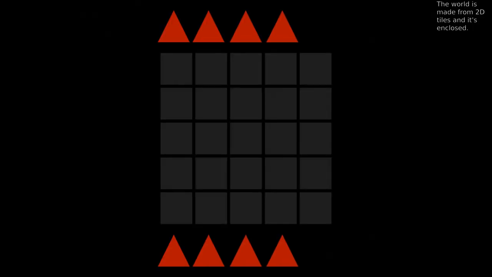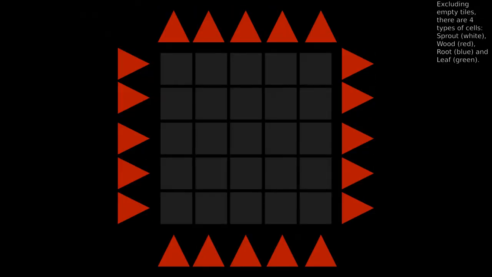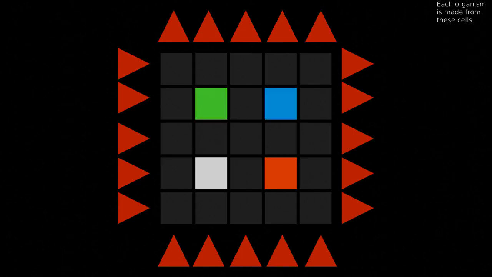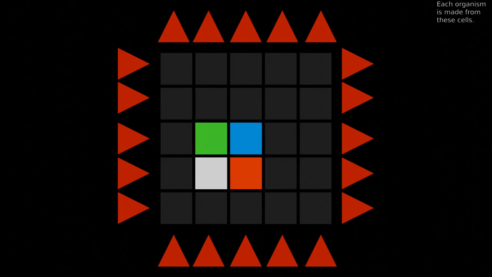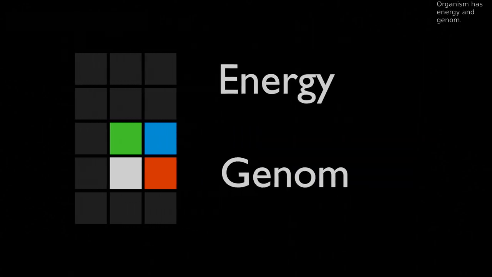Let's explain better. The world is made from tiles and it's enclosed. Excluding empty tiles, there are types of cells: sprout, white; wood, red; root, blue; and leaf, green. Each organism is made from these cells. An organism has energy and a genome.